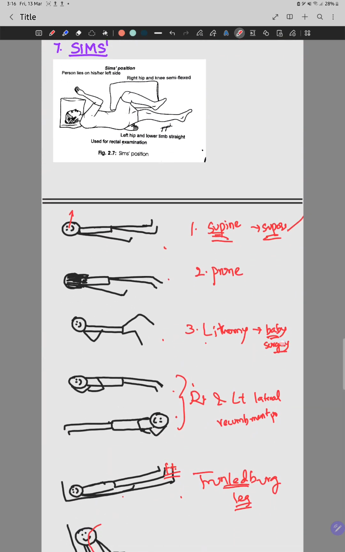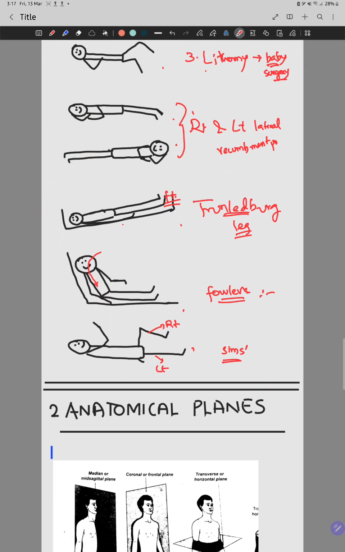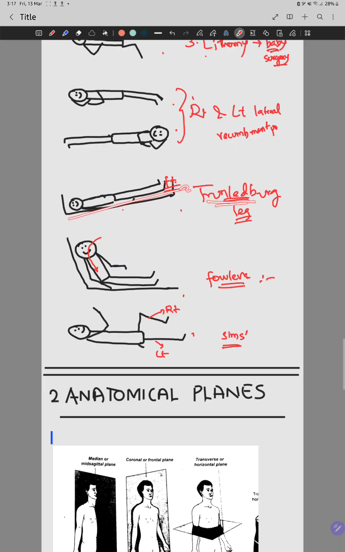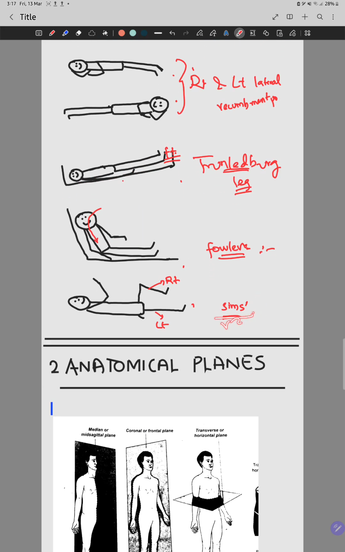Lithotomy is used in surgery and for parturition. In the right and left lateral recumbent positions, when a person gets seizures, we immediately turn the person into the right or left lateral recumbent position. Mostly left is preferred. Next, in the Trendelenburg position, the feet face upwards higher than the head by 15 to 30 degrees. Next, Fowler's position is for respiration in non-ambulatory patients. And Sims position we use in the case of rectal examination.